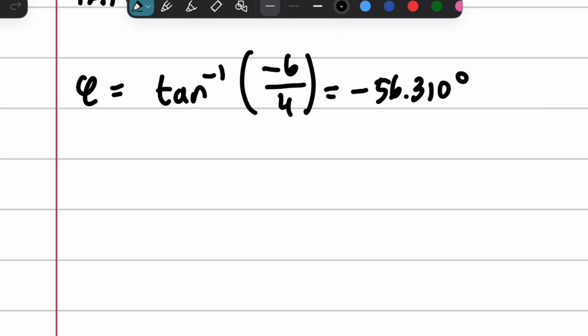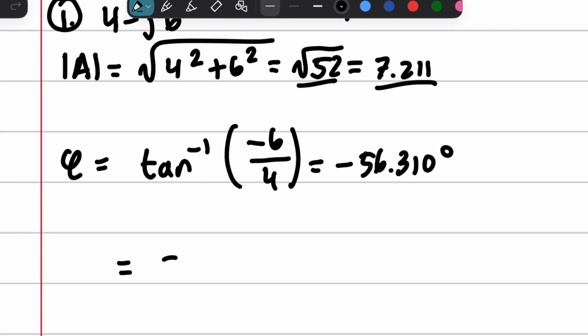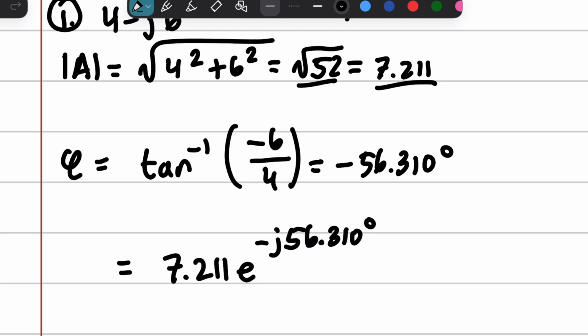And when we put it into the phasor form, polar form. Phasor is a term that we're going to define in the next video. It's going to look like 7.211 e to the negative j 56.310 degrees. And we are going to be using degrees, not radians.